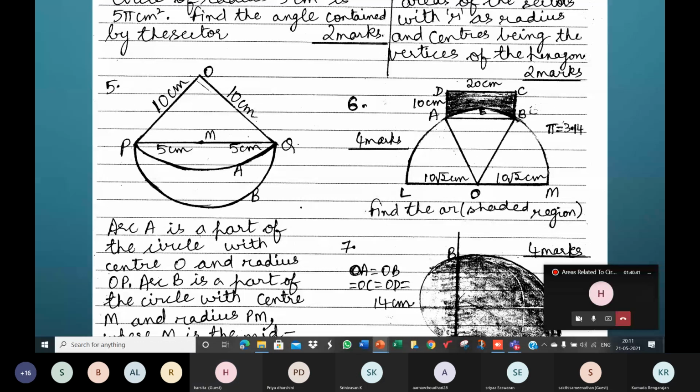60 degrees. How? Ma'am, linear pair. LOA plus AOB plus BOM is equal to 180. But how do you say that these three angles are equal? How do you say that this angle is equal to this angle is equal to this angle? That is true only when these three angles are equal. Only if these three angles are equal, then you can use that.